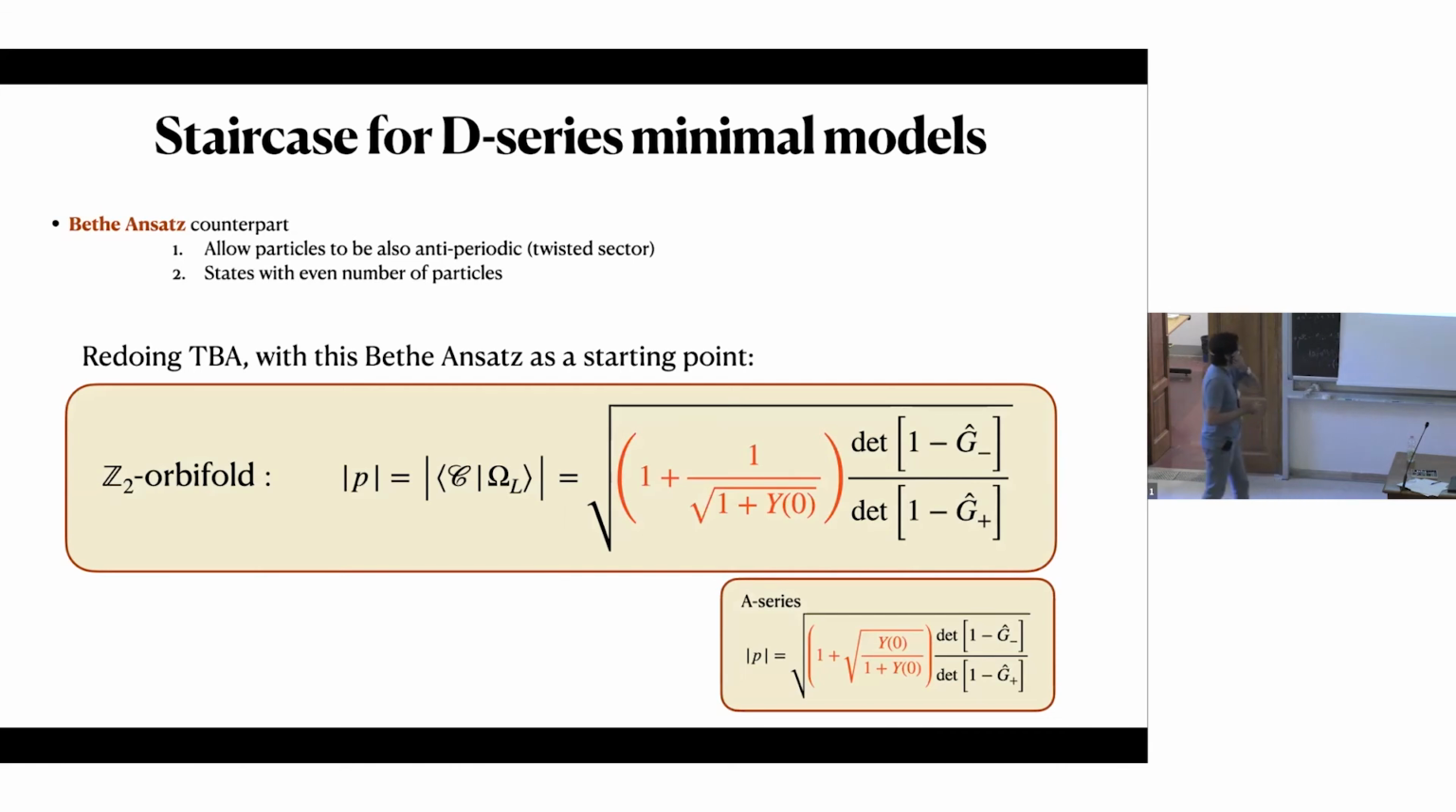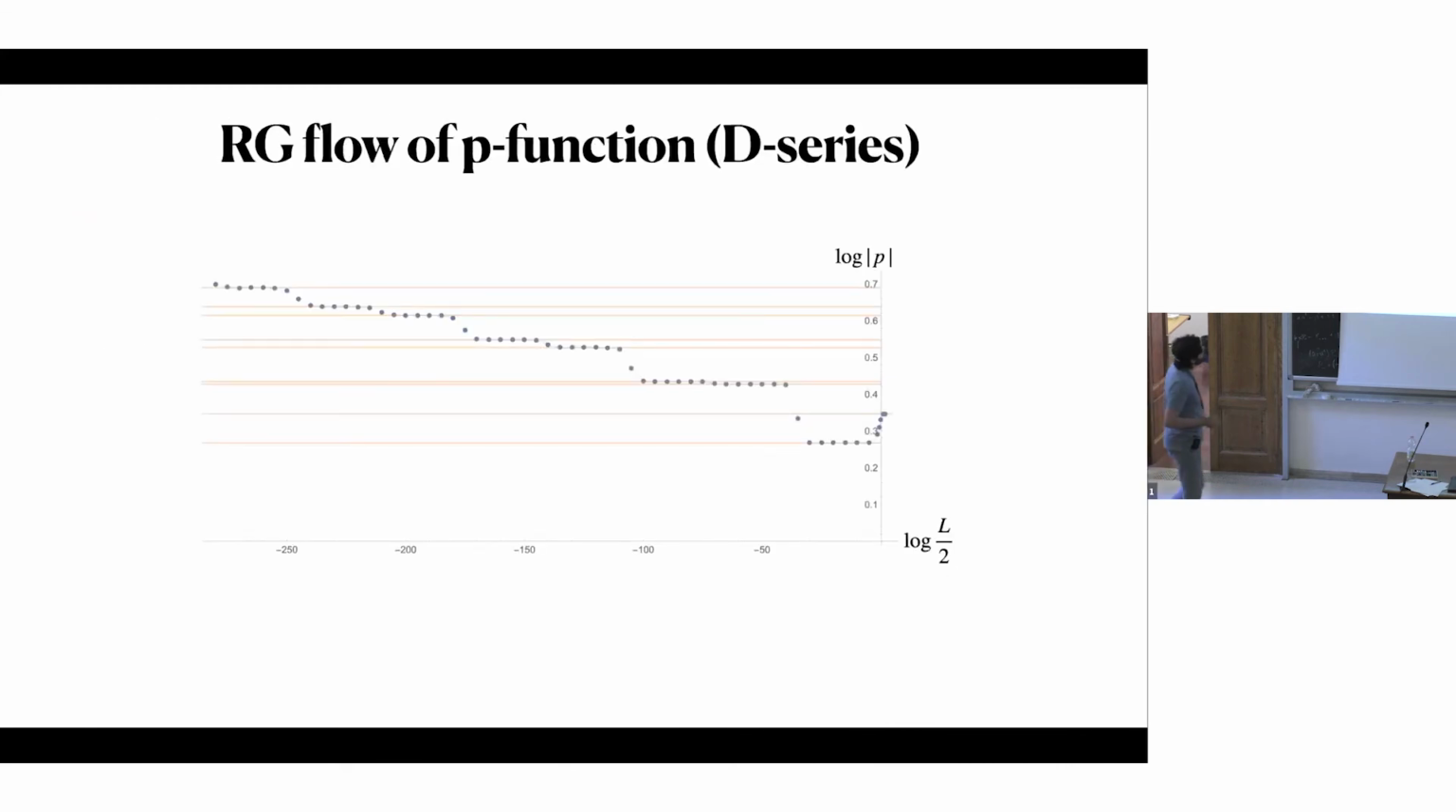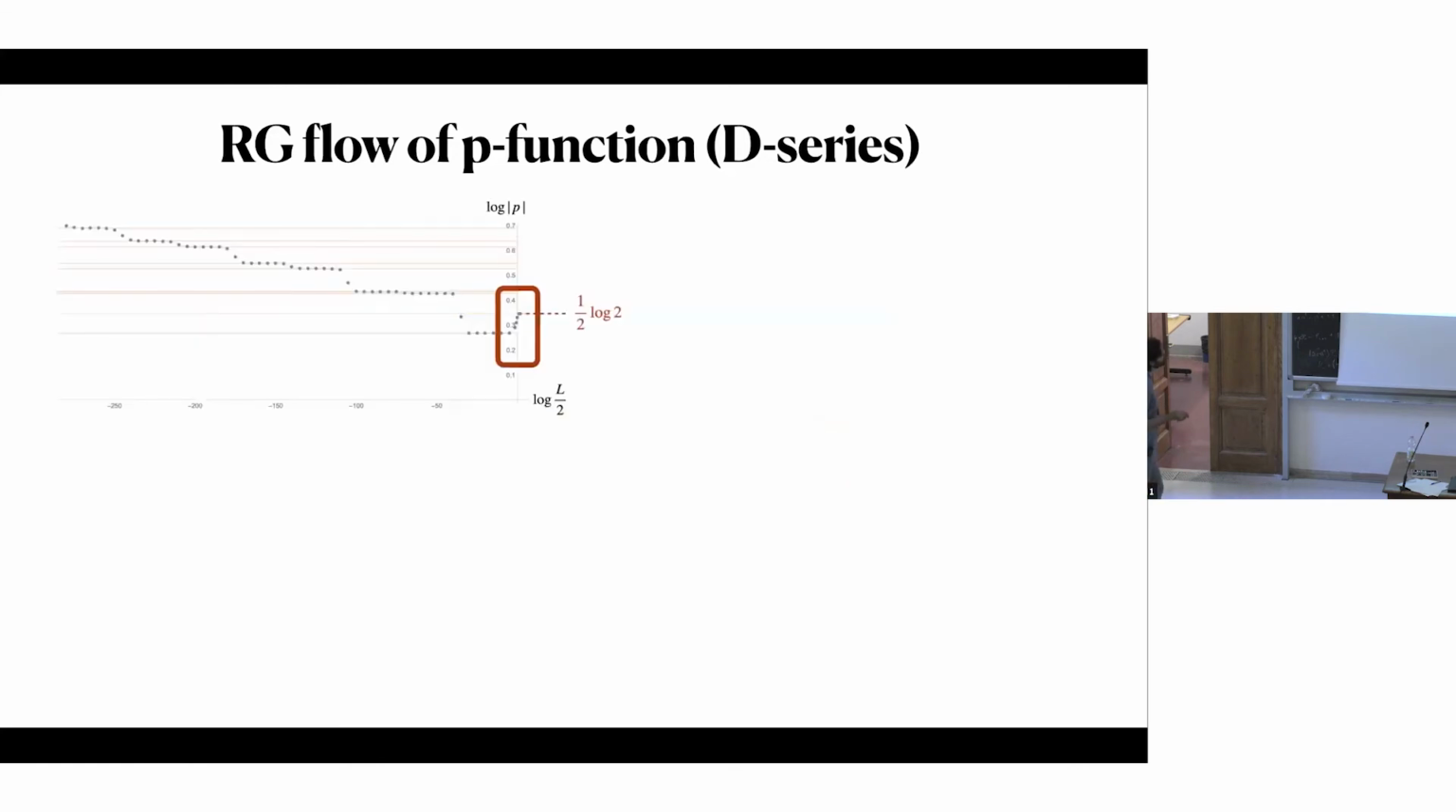Now we can plot this P function and see what happens. It also decays nicely as before, but at the very end, it rises. It increases, so the P function is actually not monotonically decreasing. It goes to a value which is 1/2 log of 2. Let's contrast this with the A series. The A series went to 0. This one increases at the very last step, so in the deep infrared it goes to 1/2 log of 2.